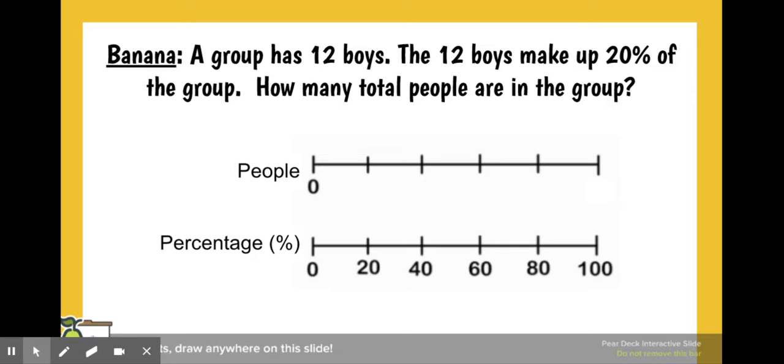The first one we're going to look at is our banana problem. We have a group of 12 boys. The 12 boys make up 20% of the group. How many total people are in the group?